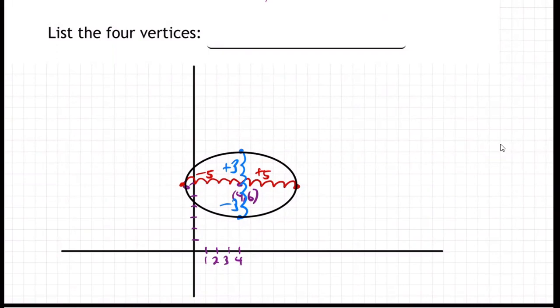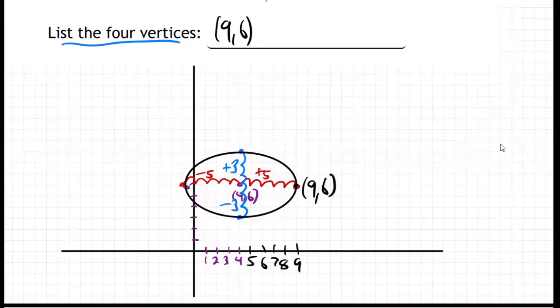So it wants you to list the four vertices. Okay, let me write them out. What are the coordinates here? This is 5, 6, 7, 8, 9. This is over 9. And this is up 6, isn't it? This is still 6 over there. It's over 9 up 6. And then this point right over here looks like back 1, up 6. Yeah, because this is back 1.